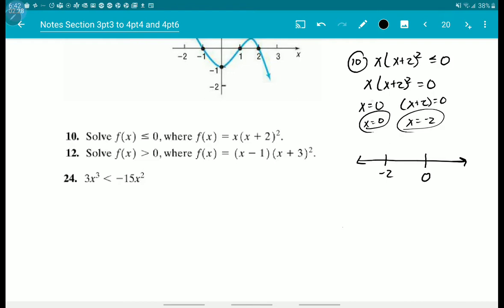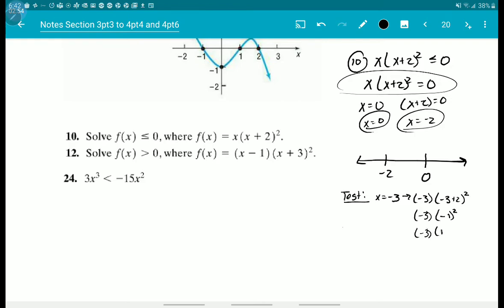So now let's plug in numbers, and I'm going to use that factored form there. So we're testing some numbers now. If we plug in -3, we're going to have a -3 times a -3 plus 2 squared. So this is going to be a negative, and this is going to be a -1 squared. But remember, -1 squared is going to be a positive. So a negative times a positive will give us a negative. And remember, all we care about is the sign.